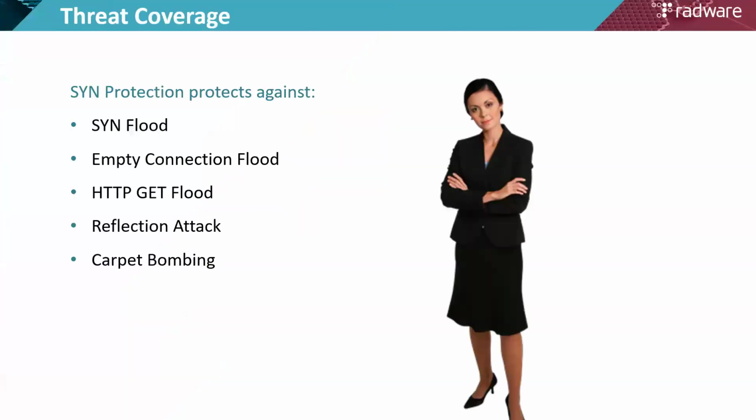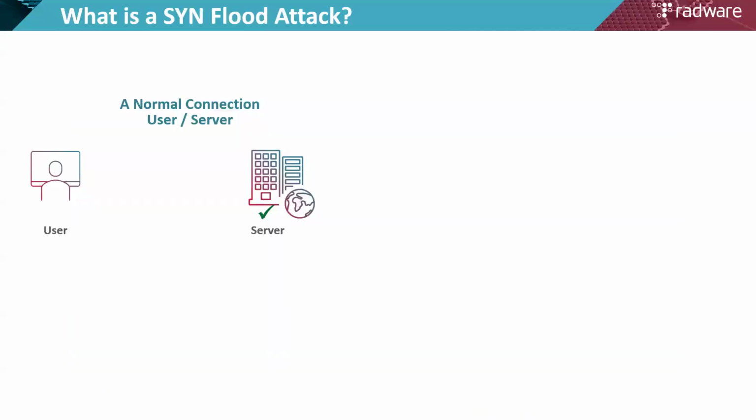So the threat coverage: SYN flood protection will protect you against these kinds of attacks: SYN flood, empty connection flood, HTTP GET floods, reflection attack, and carpet bombing. So these are the five attack vectors which are protected when we use SYN protection. So let's have a look. There's a small video explaining the same.